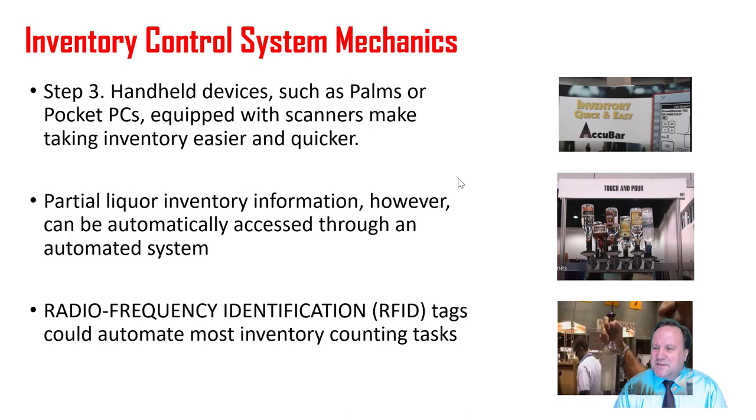And let's look at this technology here, Touch and Pour. That's the name of the technology you can use in a bar that's going to help you with the inventory. Remember the perpetual inventory that I told you about. If you use this technology, you can keep track of your inventory to an almost exact quantity. Let's watch this video.